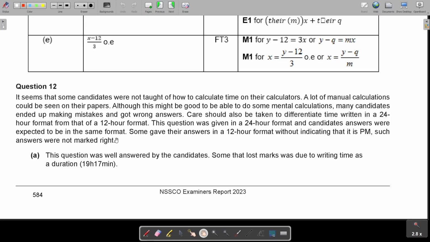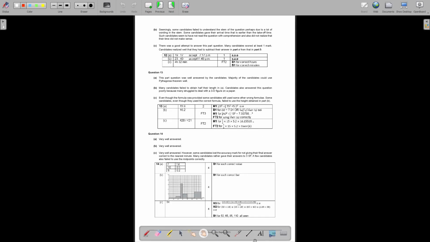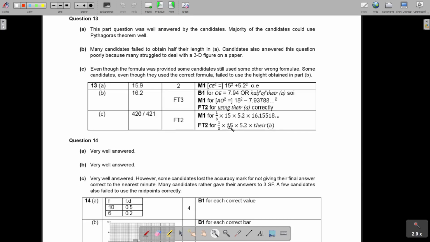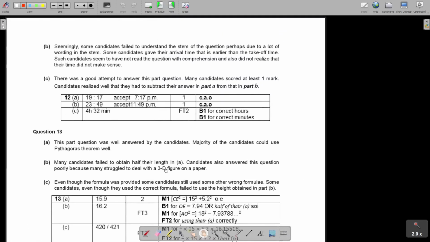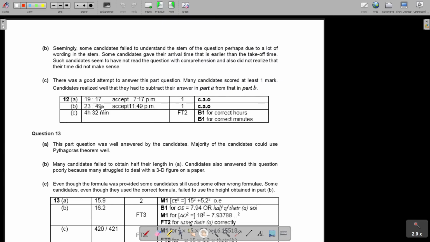So they didn't want the 12. Okay. Some gave their answers in 12-hour format without indicating the PM. Such answers were not marked correct. If you give the PM, yes. And then this question was well answered by candidates. Some that lost marks was due to writing time as a duration. Okay, that was incorrect then. So basically, can I just show you here? So it was that 19:17, okay, and they accepted that also. So if you went to the 12-hour.